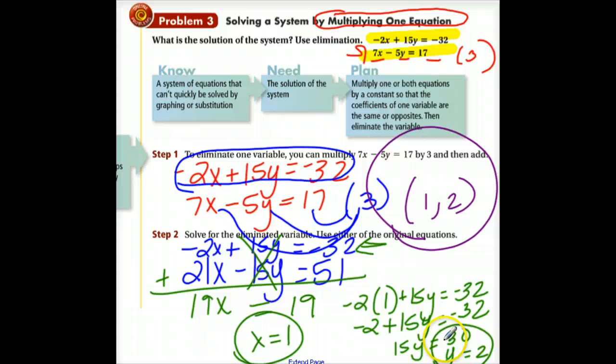Oh, sorry. As I check my work, this should be a negative 30 and a negative 2. 1, negative 2. Sorry about that.